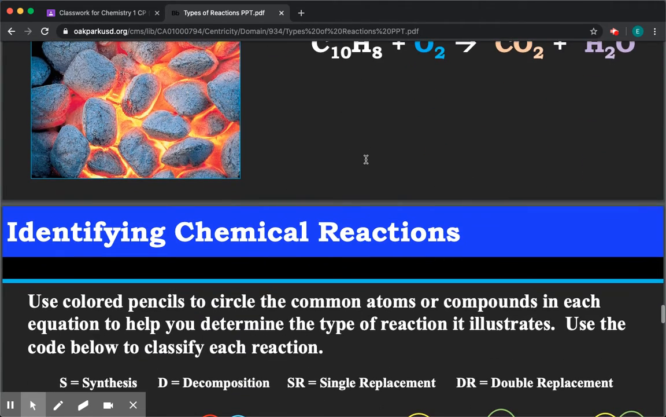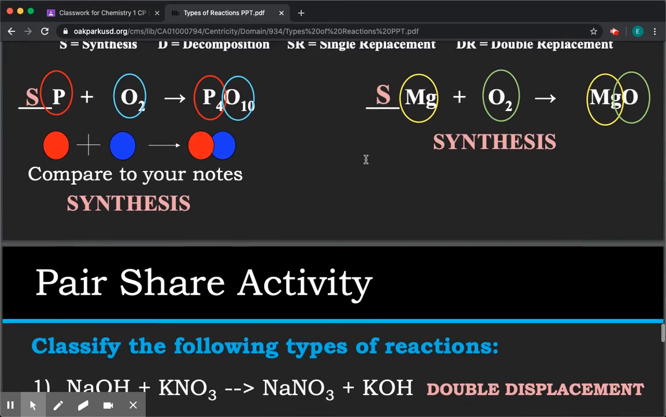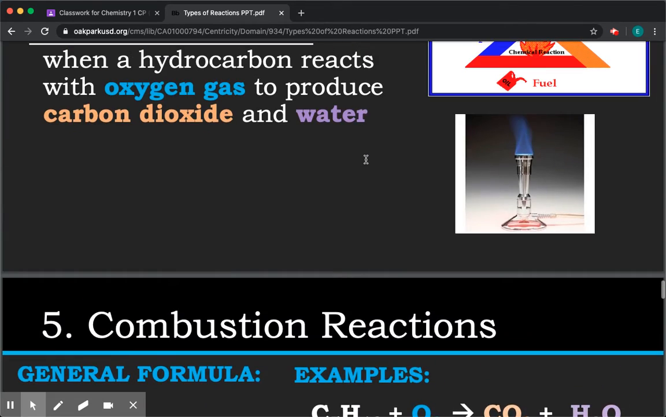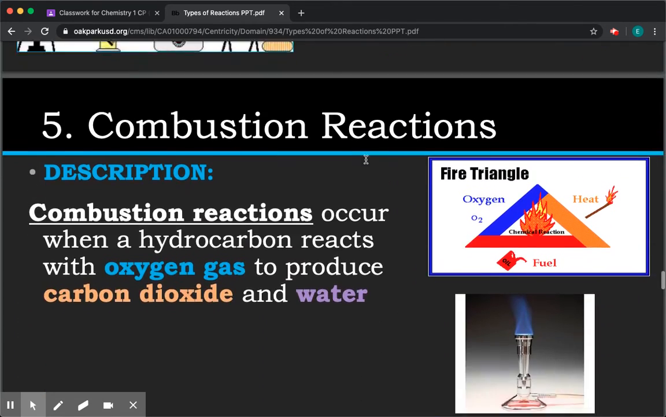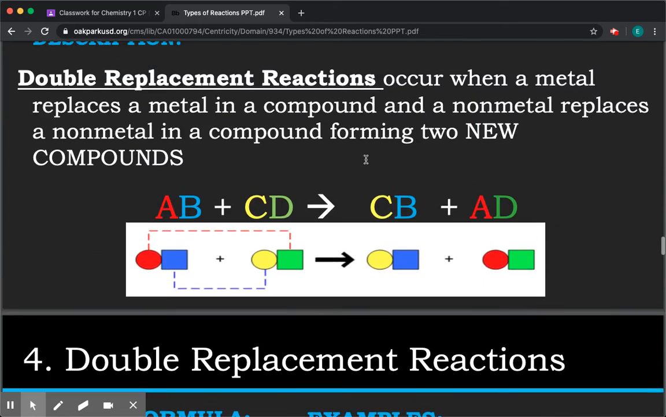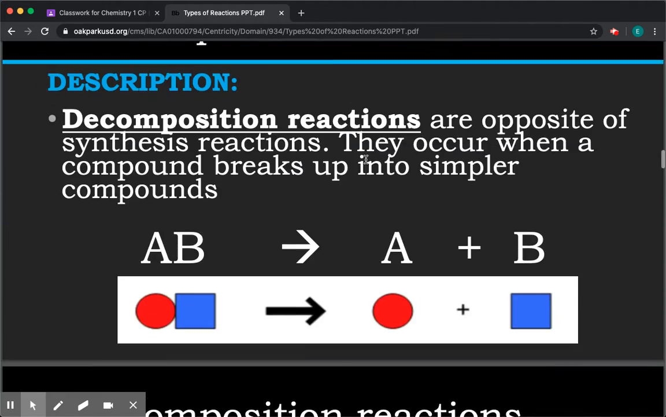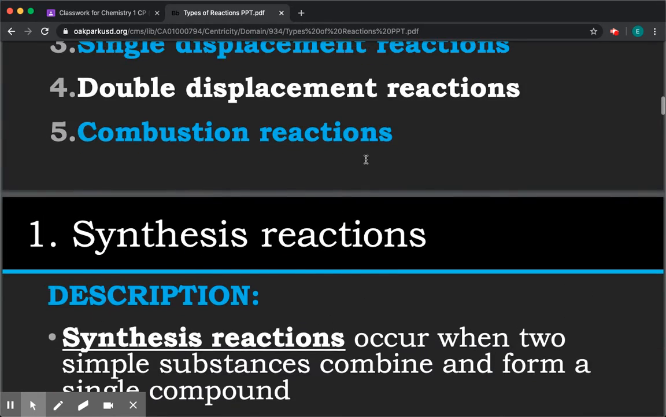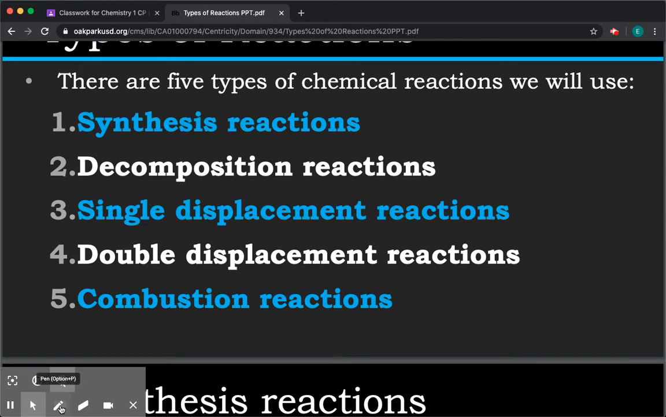Okay. So those are your 5 reactions. There's more in the presentation that you are more than welcome to look at, but this is what I wanted to focus on. Okay, just these 5. So synthesis, again, you are bringing 2 smaller things together and you're combining them. Decomposition is the opposite of synthesis. You're breaking things apart, okay?